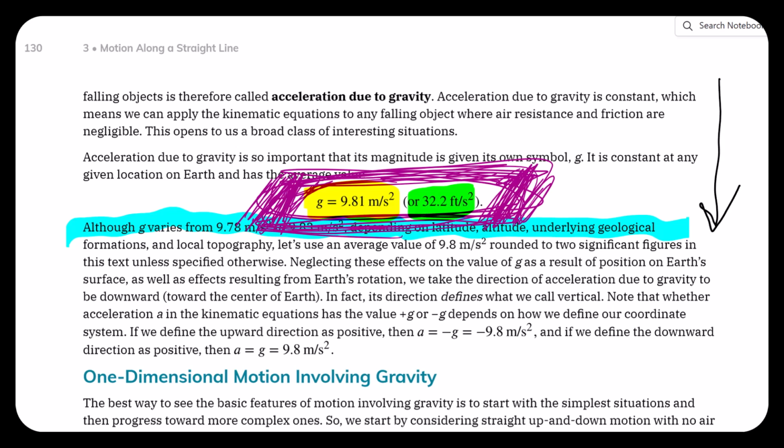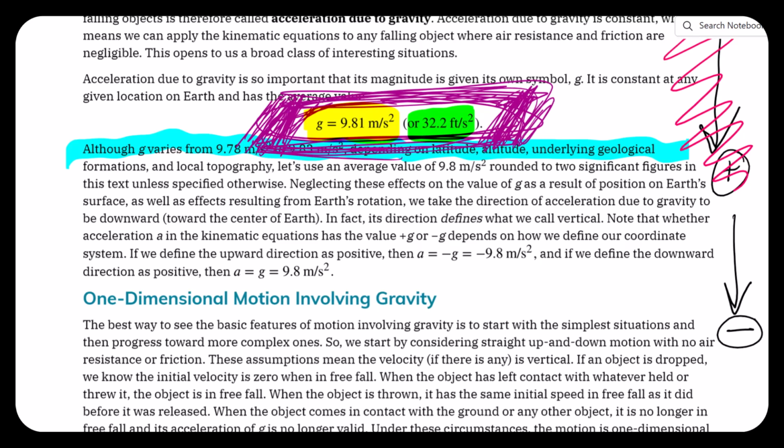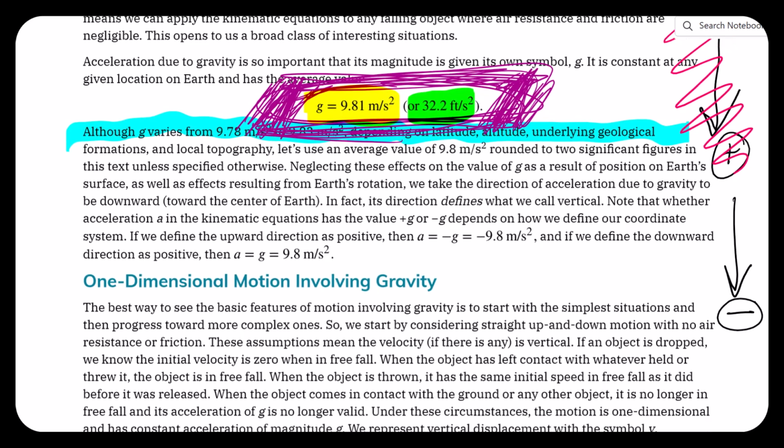So if you define down as positive, which is a thing that can happen, then acceleration would be positive. If you define down as negative, then acceleration is negative. For the most part, to make your life easier, you're always going to say going down is negative. But just know that one day you'll get to a point where, just to make life quote unquote easier, down will be positive, in which case gravity will be positive, because it's accelerating downward.